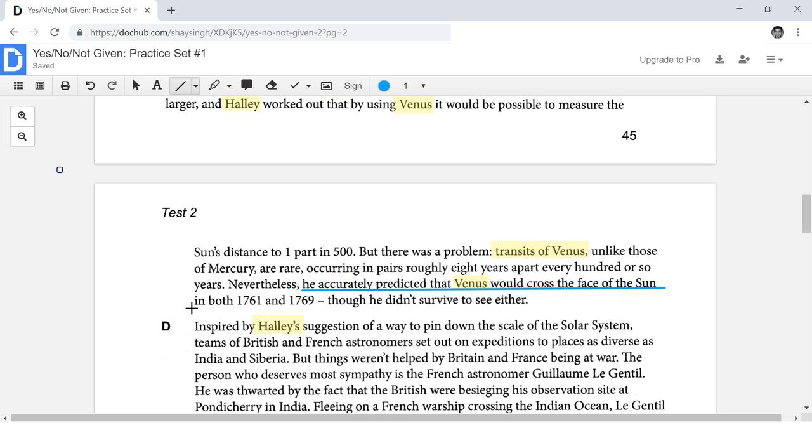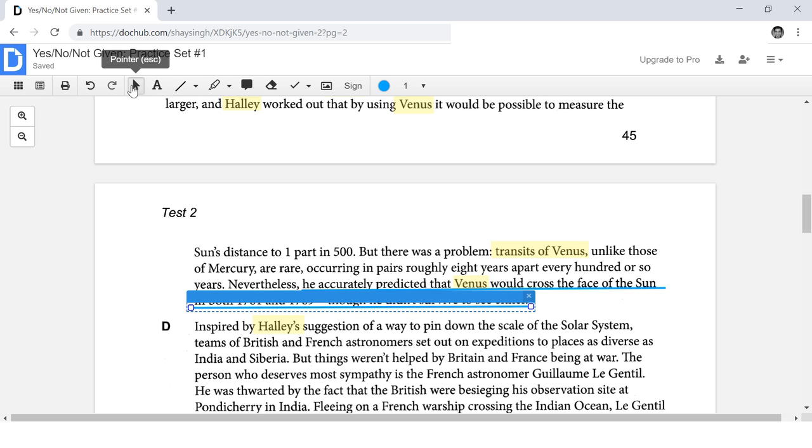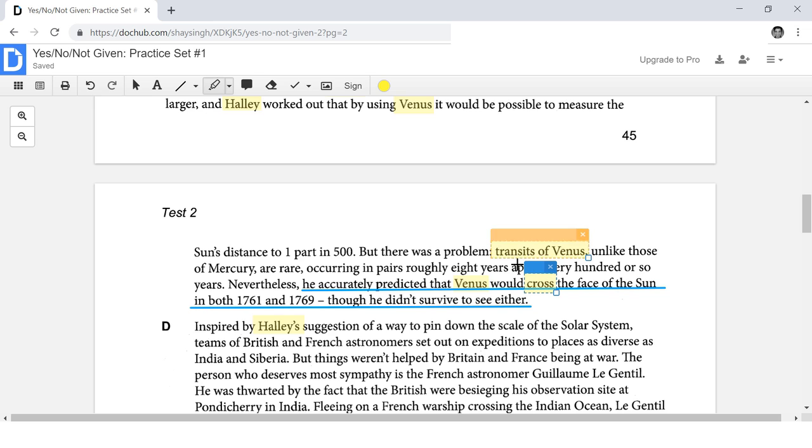It says that he accurately predicted that Venus would cross the face of the sun, which is just a synonym. To cross is a synonym for transit. So you have to be open to picking up on keywords like this, to pick up on synonyms of keywords. To cross is a synonym for transit. So what it's saying here is that Halley predicted that Venus would transit across the face of the sun in both these years, but he did not survive to see either.